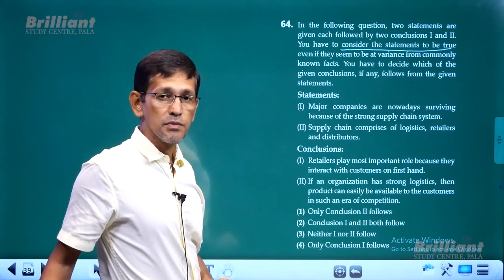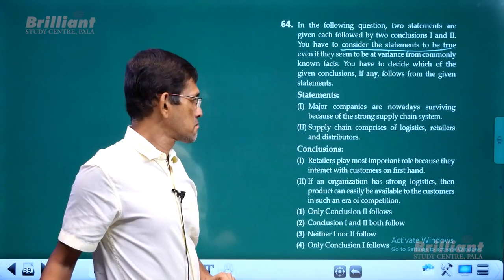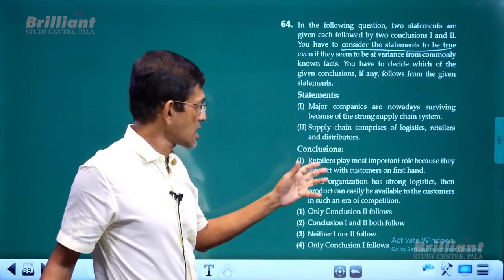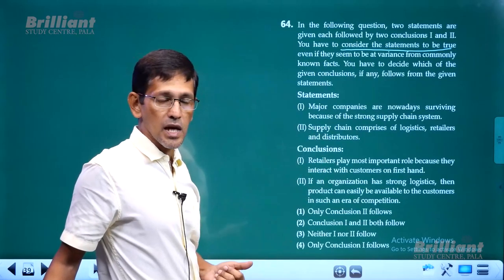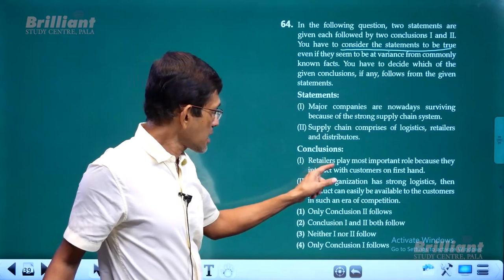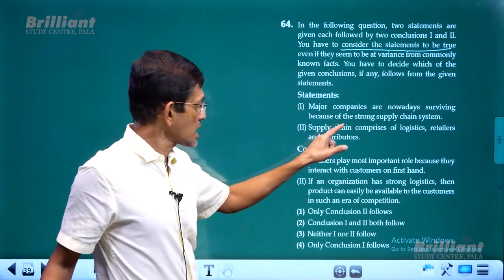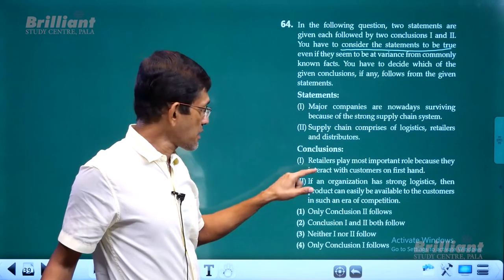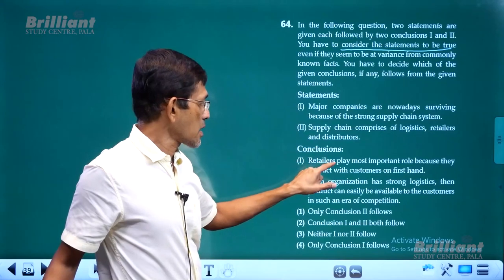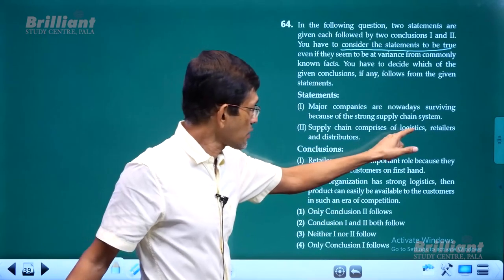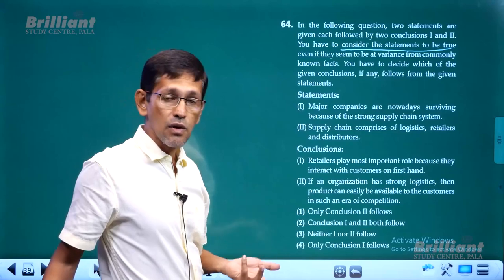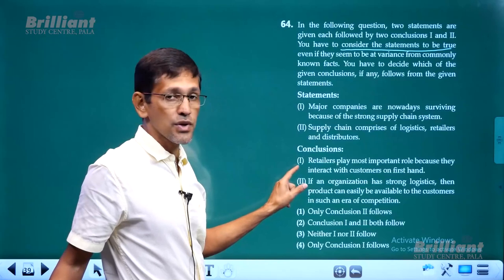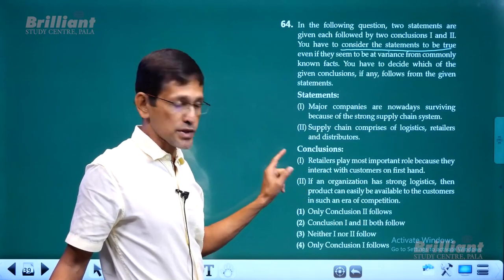Customer interaction between the retailer and, well, that's not really mentioned in any of the statements. Retailer is a part of what? Supply chain. That's what is given. Retailers play most important role, so that is not really given here. Supply chain comprises of logistics, retailer and distributor. However, it doesn't mean that retailer plays the most important role. Maybe the role of logistics, retailers and distributors would be equal. We have no idea because the statement doesn't say anything like that. So for the first one, we are not sure whether this conclusion follows the statement or not.